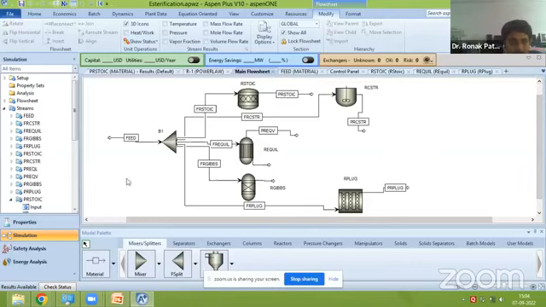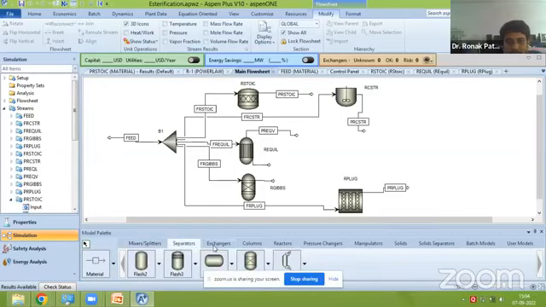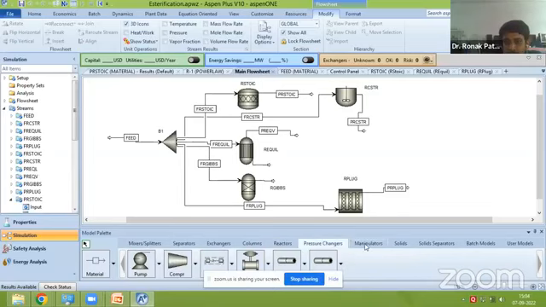Then afterwards, I have directly come to this simulation environment. First of all, at the bottom you can see the model flags that are there. In that case, there are material streams, or here you can also add the energy stream in the form of heat or work. Then there are mixers, separators, heat exchangers, columns, reactors, pressure changers, manipulators, solids.